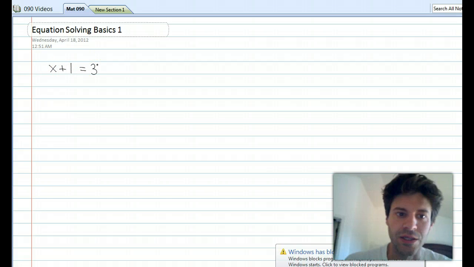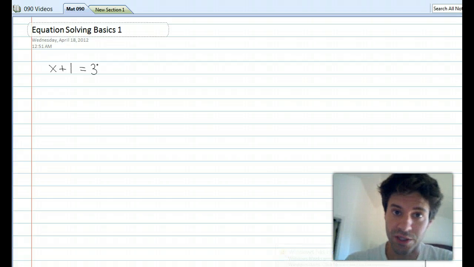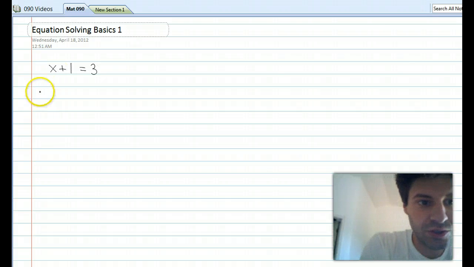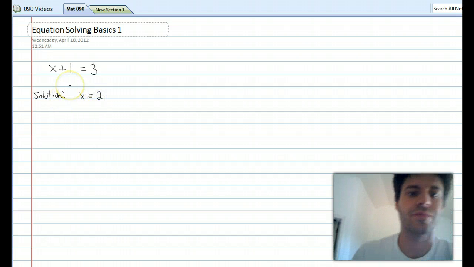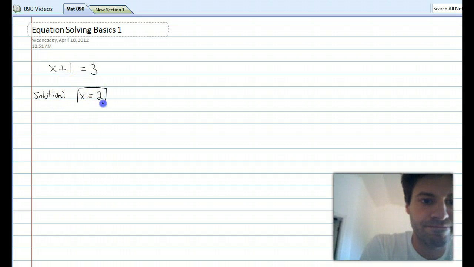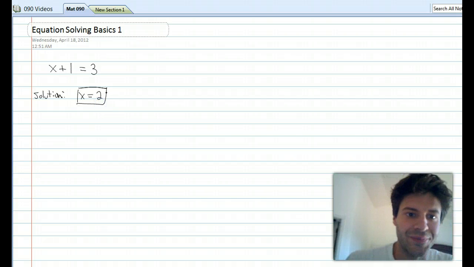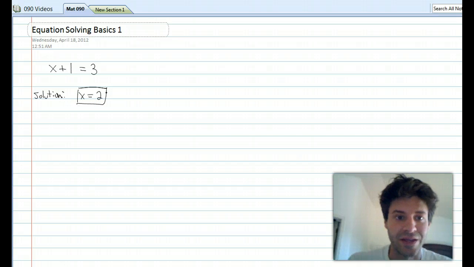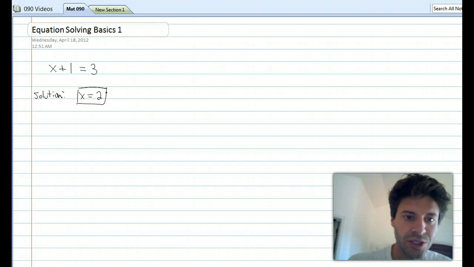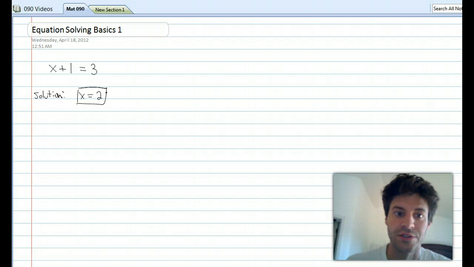I think it's pretty easy to look at and say, well, x must be 2, because 2 plus 1 equals 3, right? So the solution is just x equals 2, and that's it. And that's great. We solved that equation, but these equations are going to get much harder than x plus 1 equals 3. So what we need to do is learn some basic principles that we can use to solve even much harder equations. So we'll take small steps here.